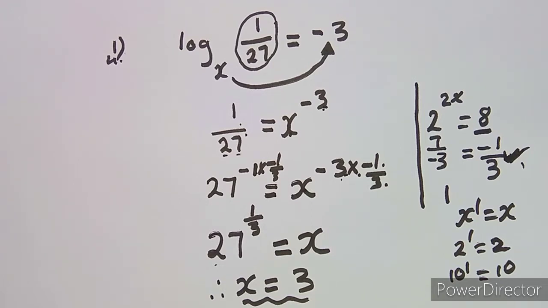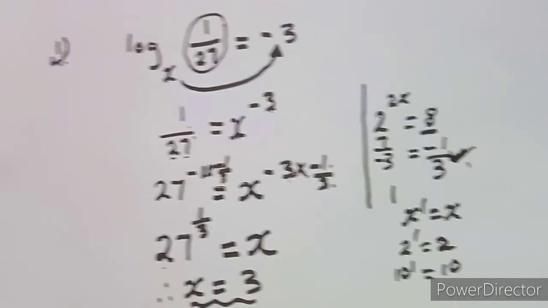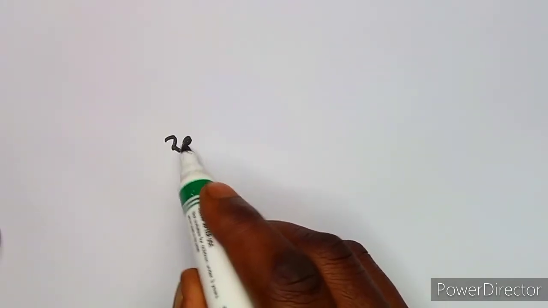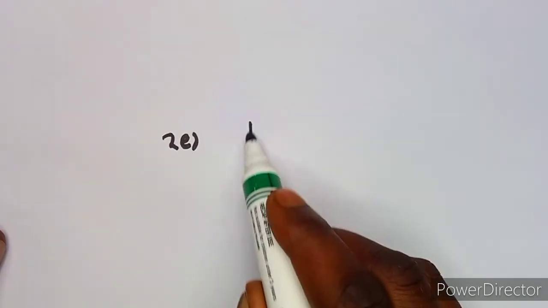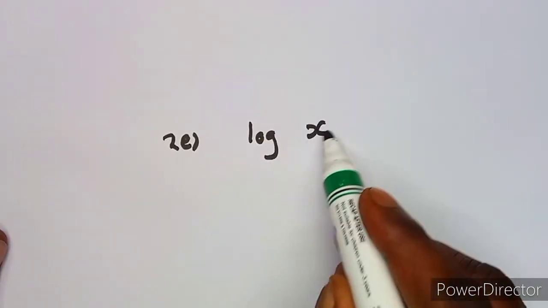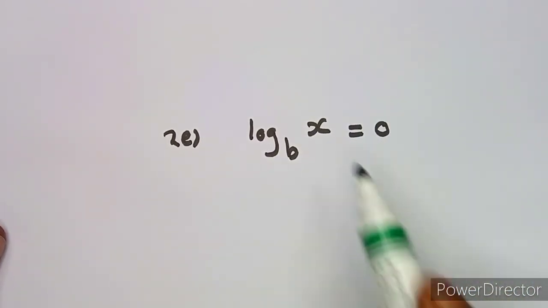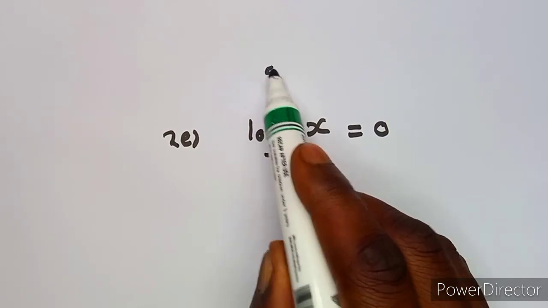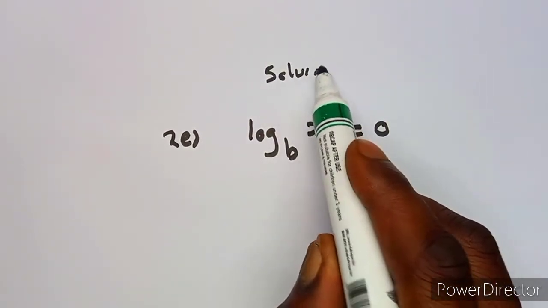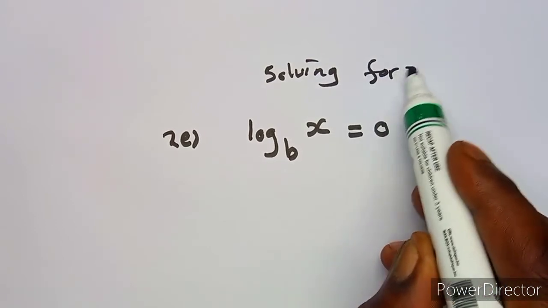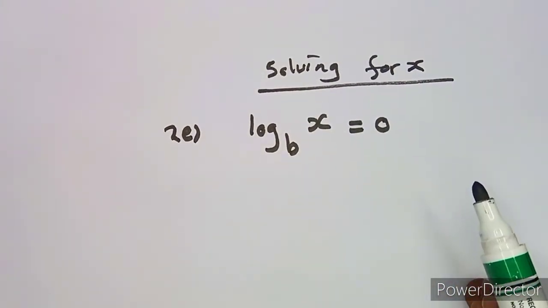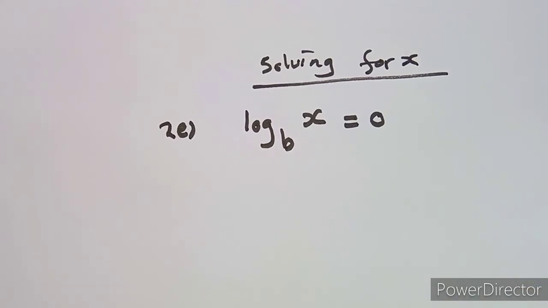Now they can ask something like this, which is question number 2E. It is written as log x base b is equal to 0, and we are solving for x. For each and every part that you have with x, that is what you are going to be solving for. So we want to solve for x there.